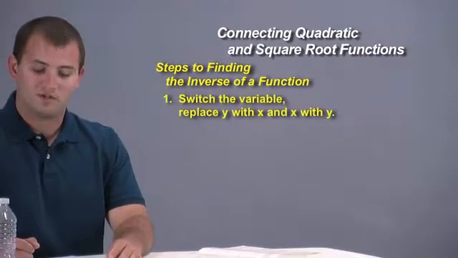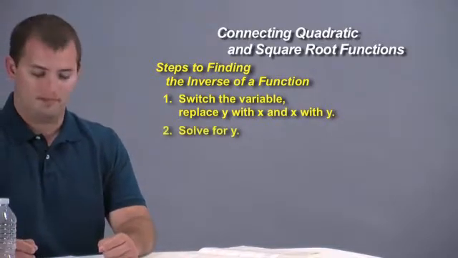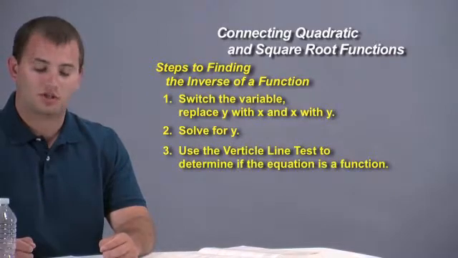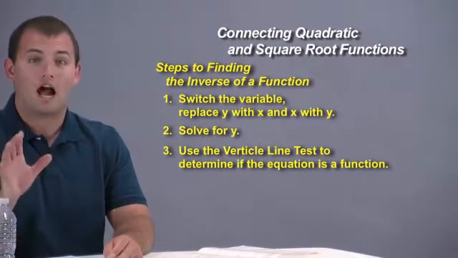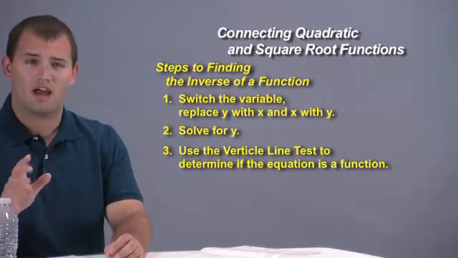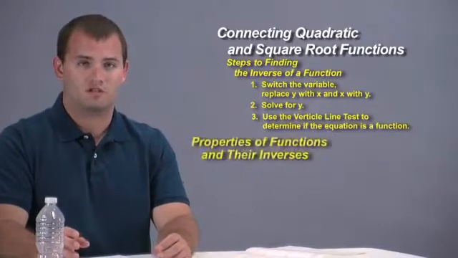Here are the steps to find the inverse of a function. Step 1. Switch the variables. Replace y with x and x with y. Solve for y, and then use the vertical line test to determine if the equation is actually a function. These steps are pretty easy. The algebra can get hairy and messy, but that's okay. We can overcome it.